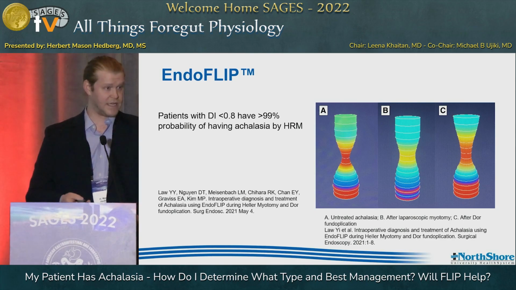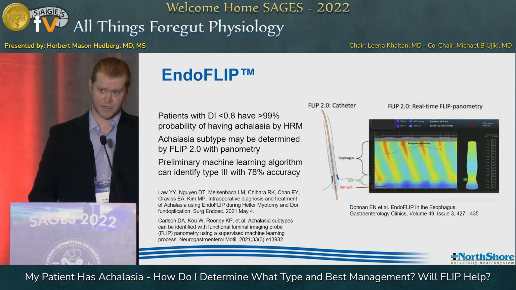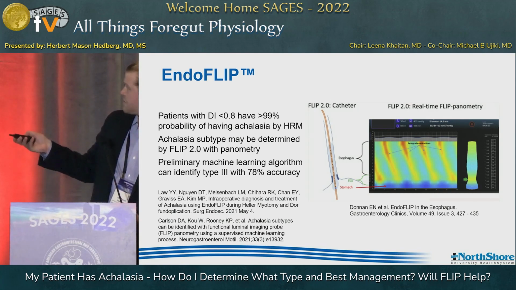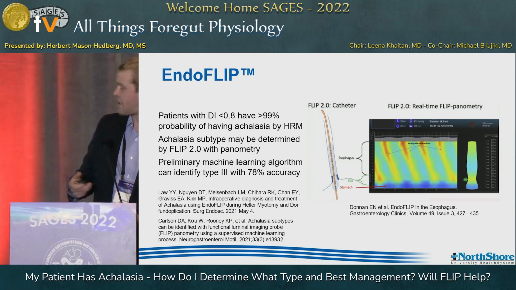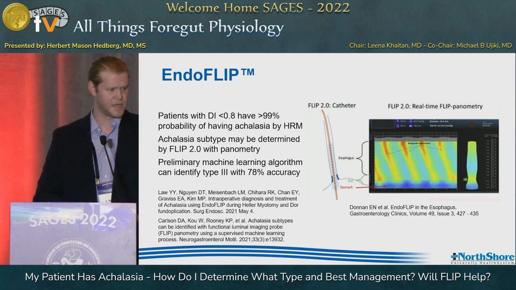So this is the LES. We can say a lot about the LES with Endoflip, but what about the esophageal body? This is where that panometry comes in. So we have learned that there are these predictable patterns of patients under sedation. And what we're really measuring is secondary peristalsis. Like we saw previously, these are normal patterns of secondary peristalsis in sedated patients, these retrograde contractions.